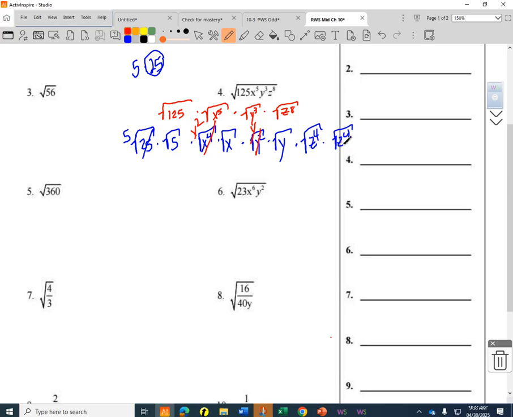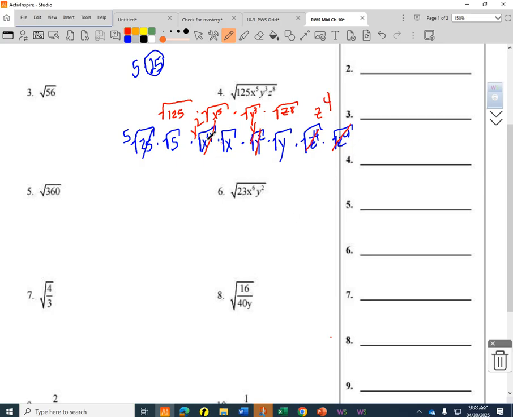Z to the fourth times z to the fourth. What is z to the fourth times z to the fourth? I'm sorry, square root of z to the fourth times square root of z to the fourth. What's the square root of 3 times the square root of 3? 3, right? So what's the square root of z to the fourth times the square root of z to the fourth? Z to the fourth, right? So we could do the square root of 2 times the square root of 2, but that's going to be z to the fourth.